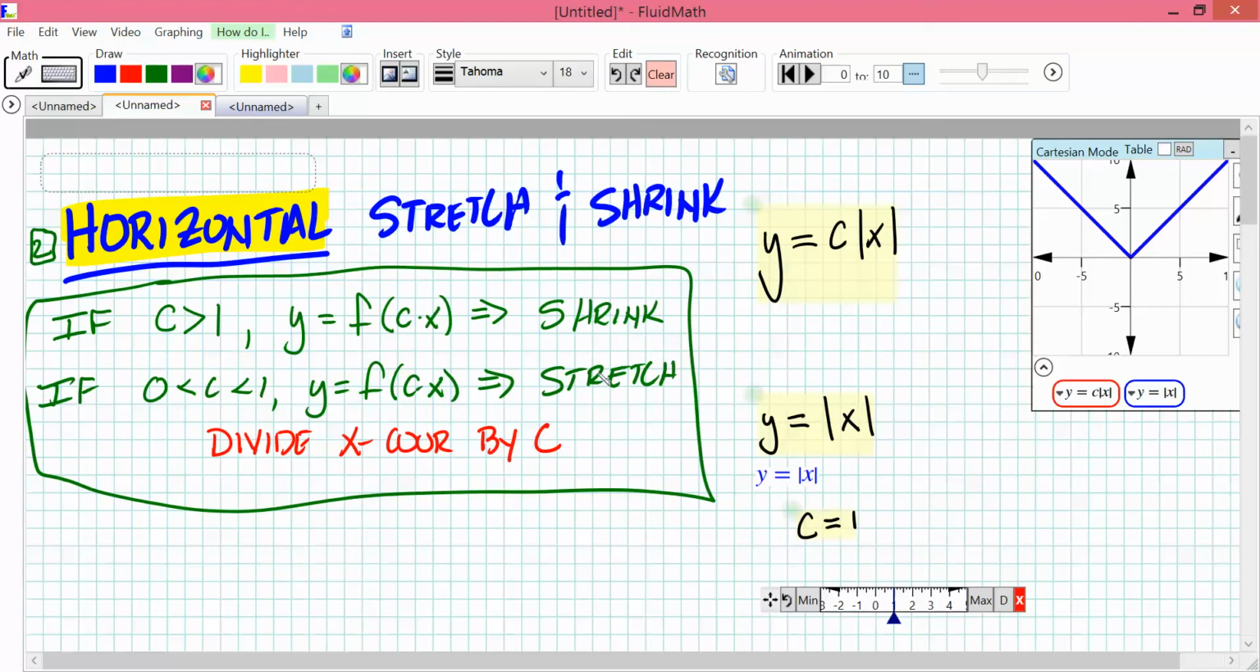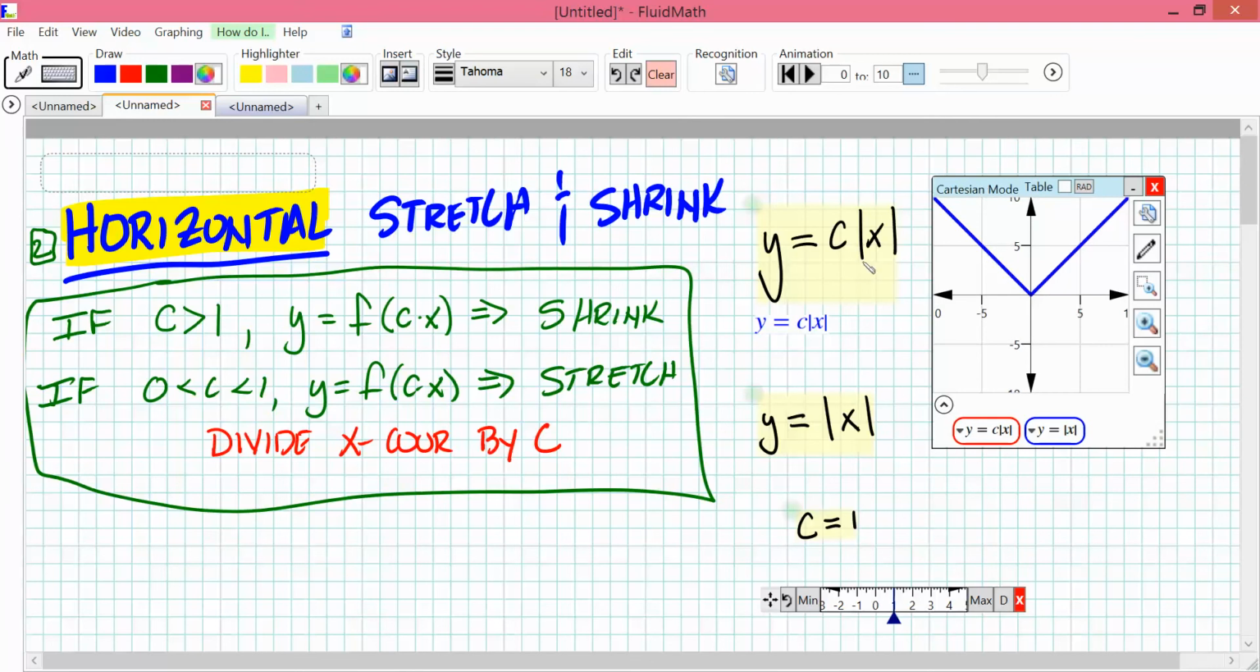So for this example, what I've done is I've given you a different one. I've given you the absolute value function, right? And again, this c is supposed to be on the inside. So here we go. Let's do it there. There we go. Okay, good. So they're both on the page now.